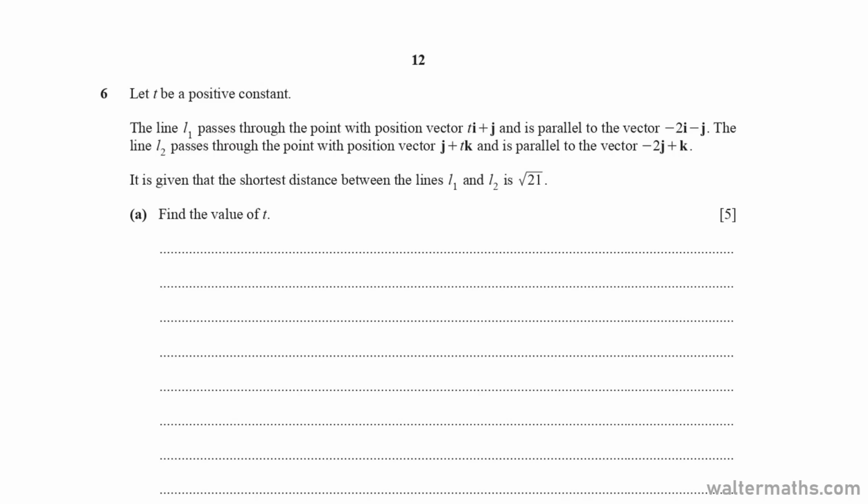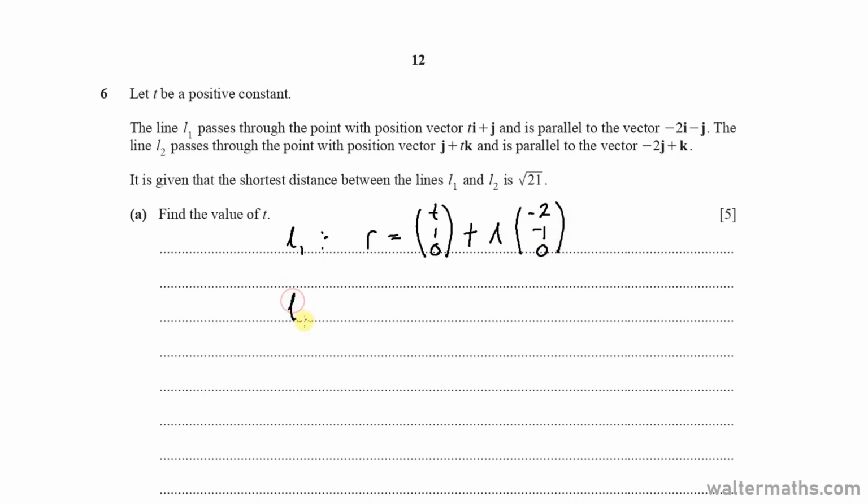So right here we've got two lines, and I would want to write the equations of the lines in column vector form. Let's start with the line L1. The line L1 has a position vector ti plus j. In column vector form, that's (t, 1, 0), and that's plus the parameter lambda and is parallel to the vector, so the direction vector is minus 2i minus j. That's (-2, -1, 0). So that's the line L1.